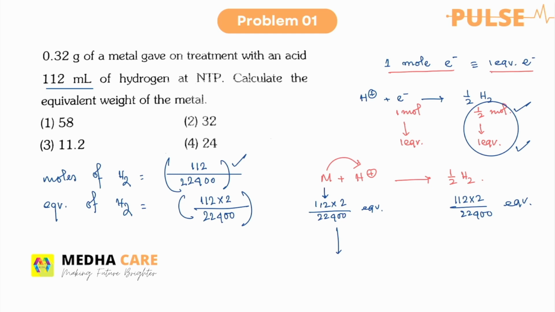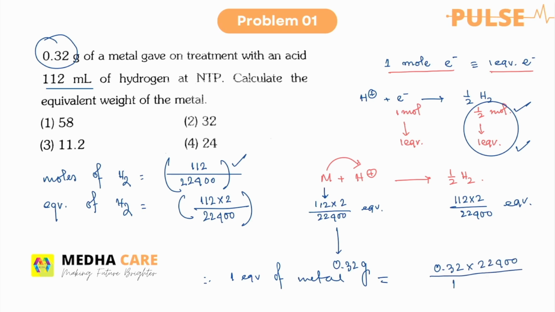So that mass equivalent is equal to 0.32 gram. So 1 equivalent of metal is equal to 0.32 into 22,400 divided by 112 into 2. If we calculate, that will be 32 gram. So the answer in this case will be 32 gram. So equivalent weight of the metal will be 32 gram.